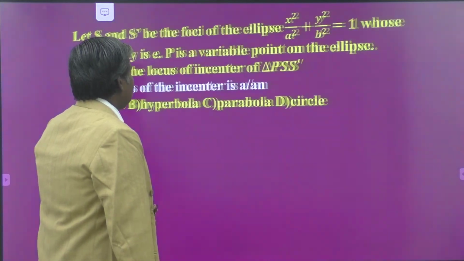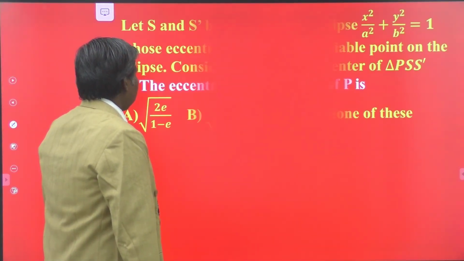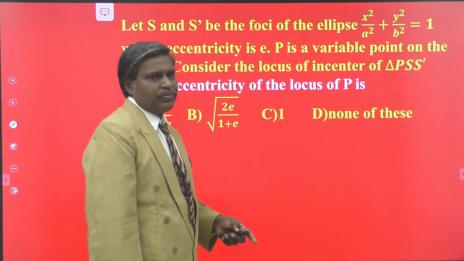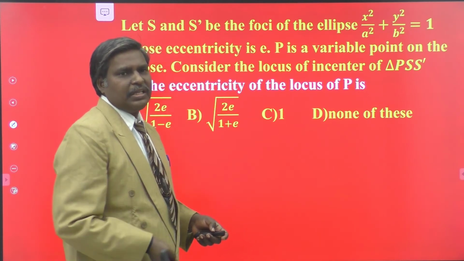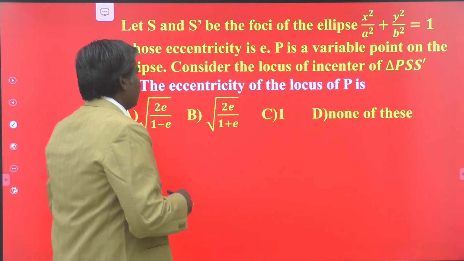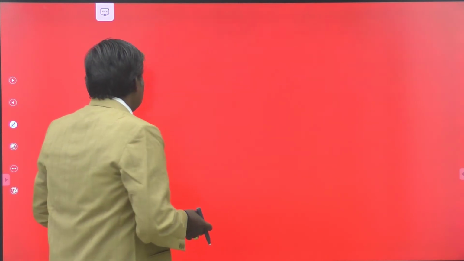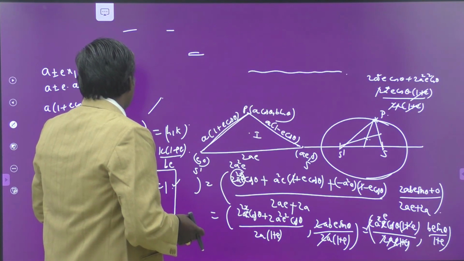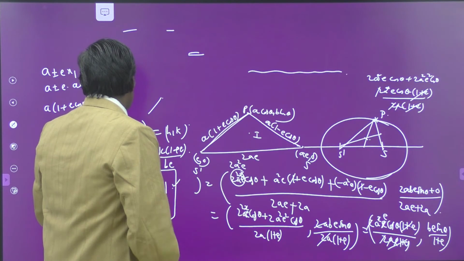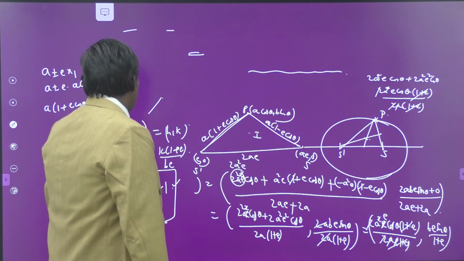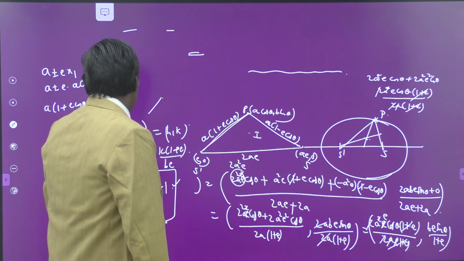Next question for the same paragraph. This is the question. The eccentricity of the locus of P is what? Already we obtained the locus. For that you have to write the eccentricity of that locus. Our locus is an ellipse. What is the ellipse equation? This is my ellipse equation. x square by A square E square plus y square by B square E square by 1 plus E whole square.